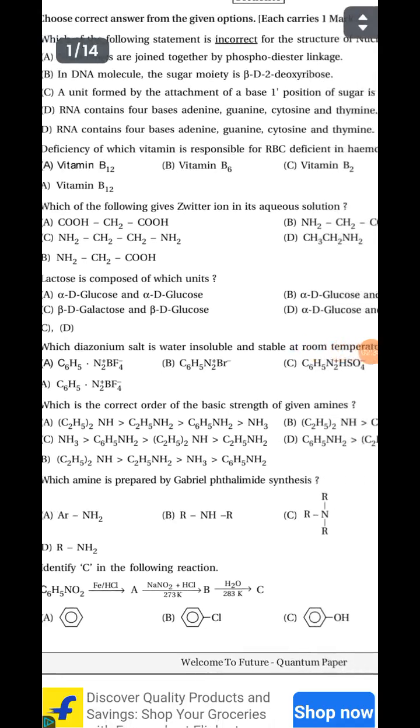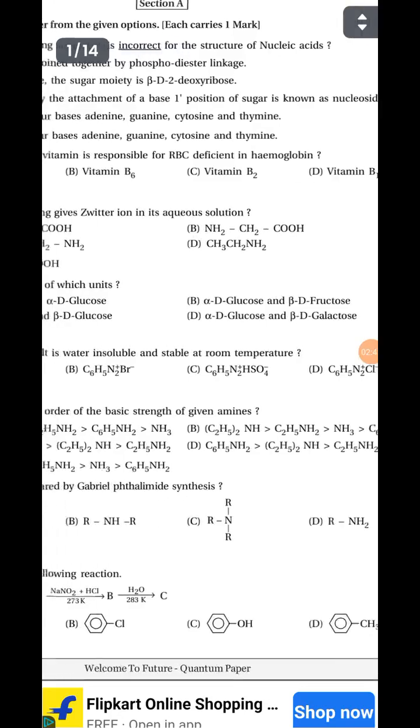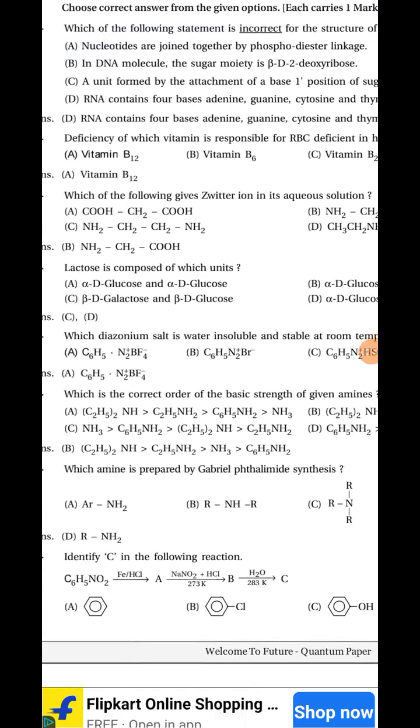And next one: which diazonium salt is water insoluble and stable at room temperature? Here I am talking basically about the answers. When you go through this PDF, you can read out the options also. So here it is given: C6H5N2BF4 instead of benzene diazonium chloride. So here it is boron fluoride. So it would be your answer.